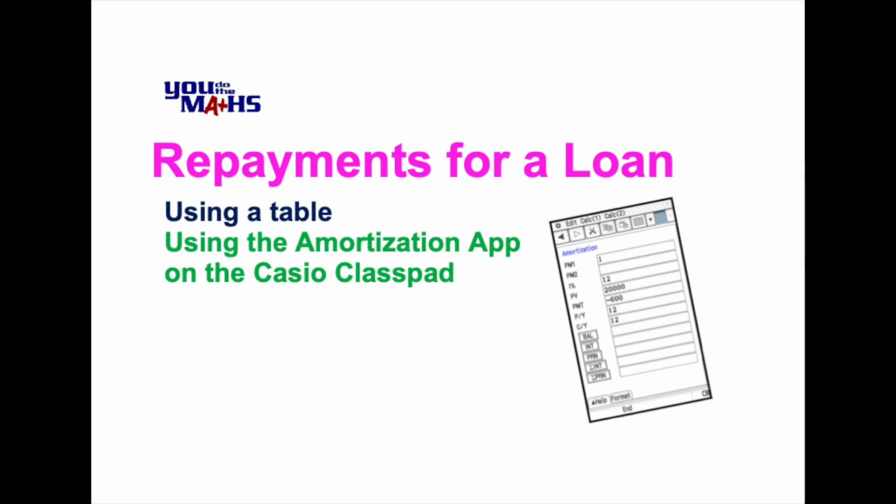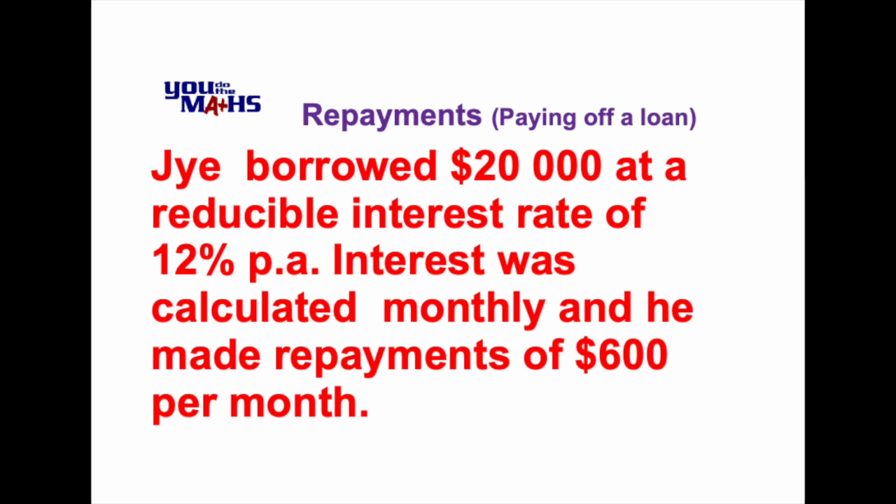In this video, we'll have a look at a person paying off a loan, and we'll look at how much interest they pay and how long it takes to actually pay off that loan. We'll do it via a table, and we'll also look at the financial application on the Casio Classpad, in particular the part called amortization. So here is our question.